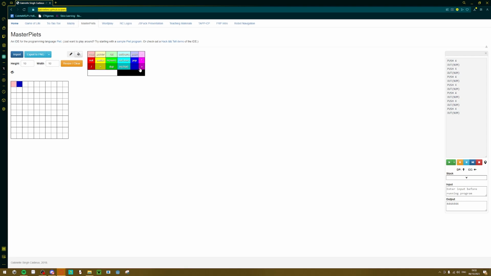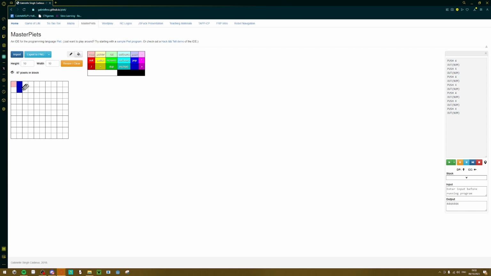So yeah, that definitely didn't work. And you wanna know why? Because I forgot literally all of the rules in Piet. Anyways, I fixed it and it worked.